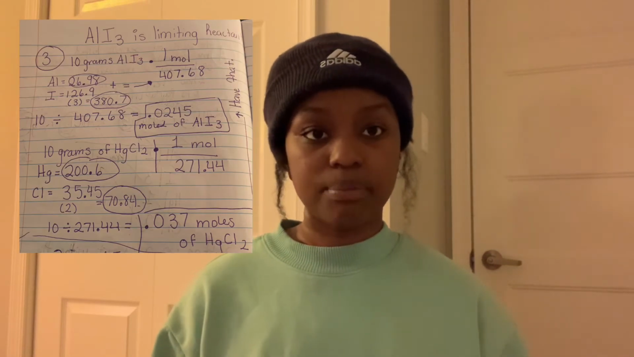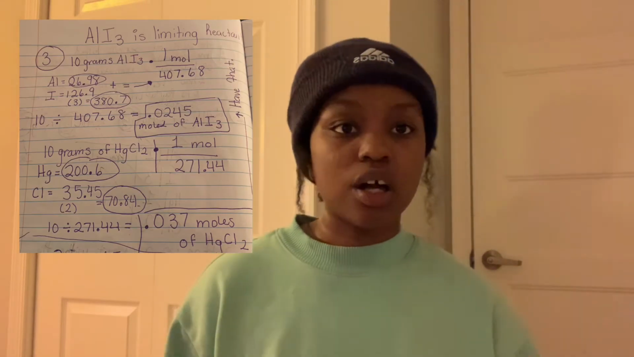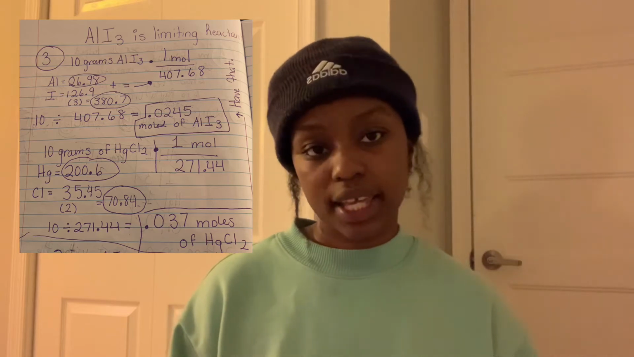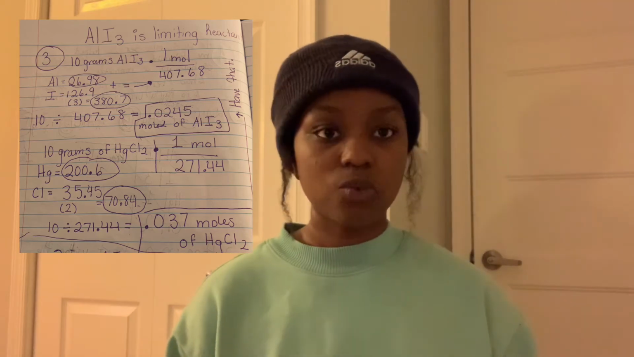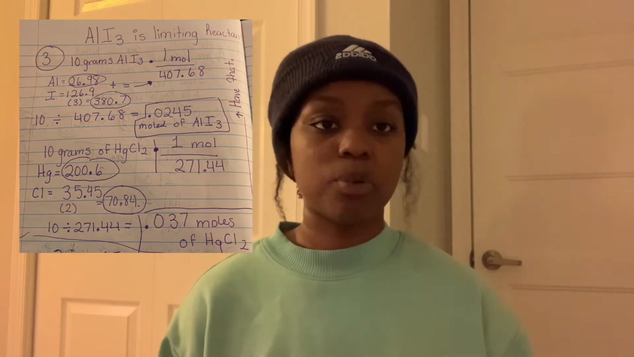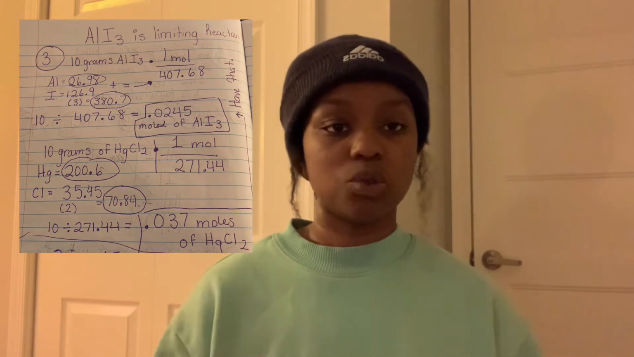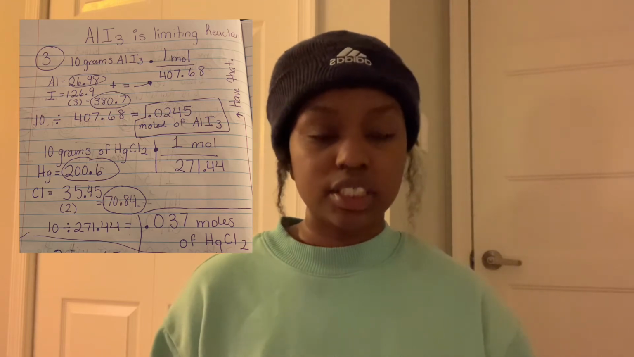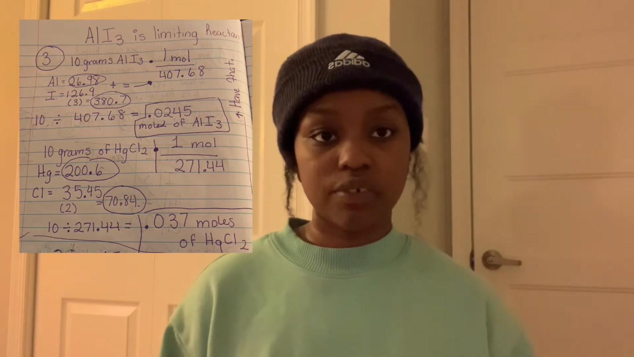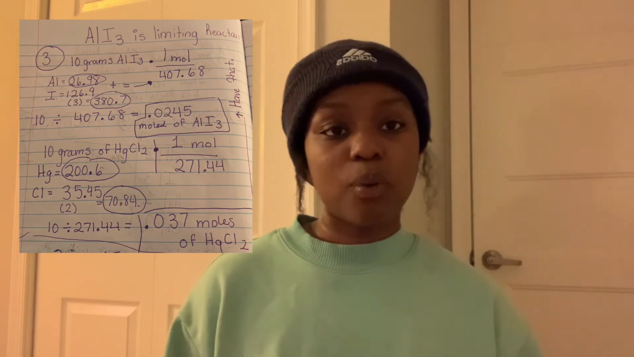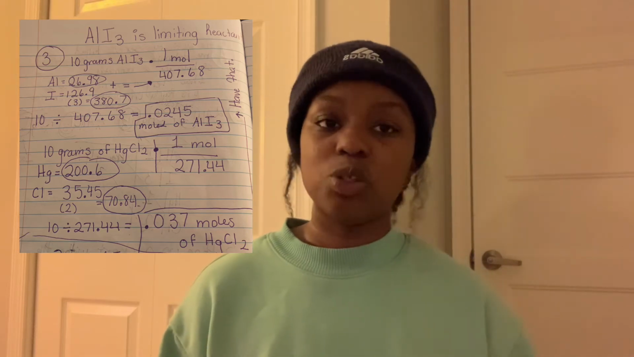I was able to determine the limiting reactant as aluminum iodide. I took the 10 grams of aluminum iodide and multiplied it by its 1 mole, where aluminum equals 26.98 and iodide equals 126.9, so I multiplied that by 3 and added the two together to get the number which equals 1 mole. After that, I used 10 divided by 407.68 to get 0.025 moles of aluminum iodide.